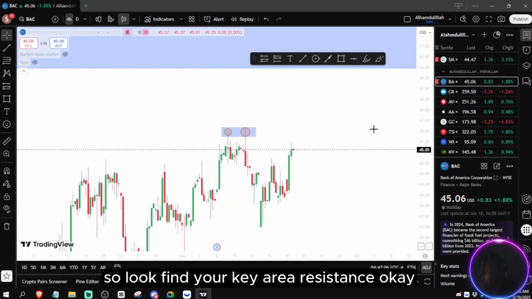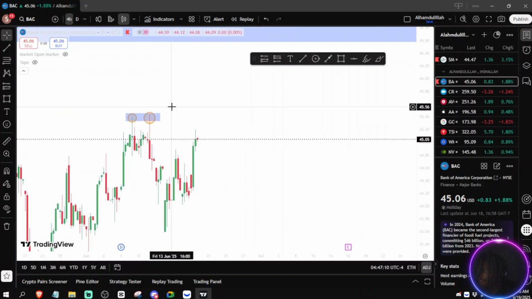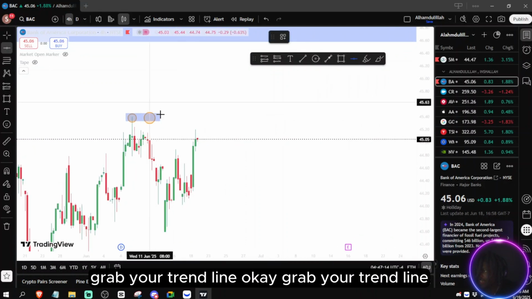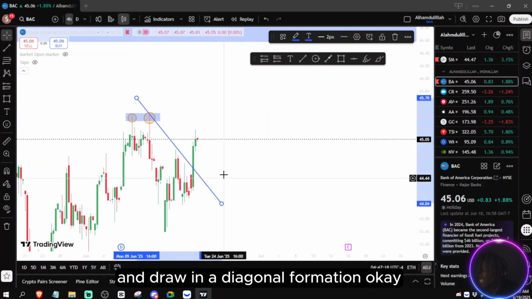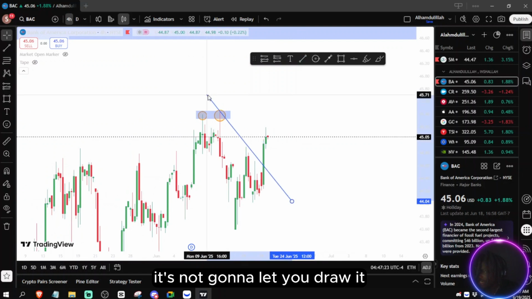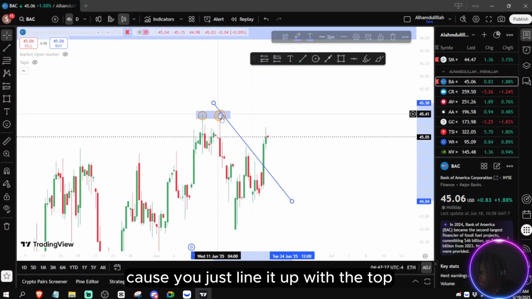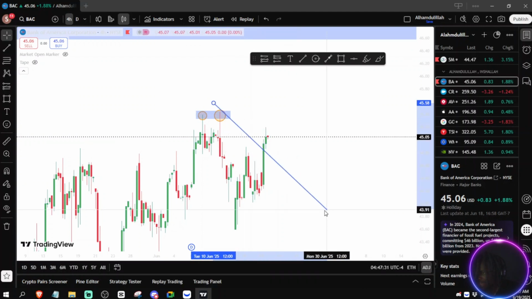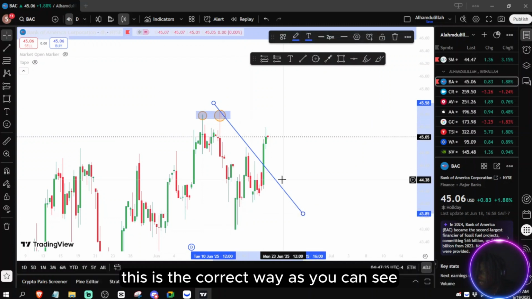So look, find your key area of resistance. This is going to be for a downside. After that, grab your trend line and draw it in a diagonal formation. It's kind of hard to draw it incorrectly because you just line it up with the top. You can't draw it like that. You have to go down until the points line up. Boom. This is the correct way.